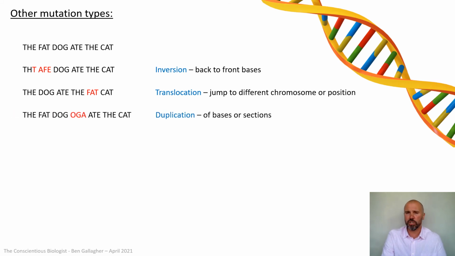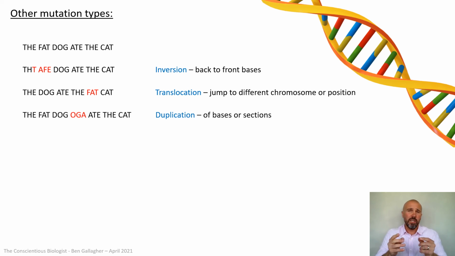Lastly, a duplication, which could be of individual bases. So if it was AGT, it might be AGGT. You're just duplicating them, or it could be a whole section. You'll see what I've done here. I've taken the OG of 'dog' and the A of 'ate', and I've just duplicated those and shoved them in the middle there. So I've now got that OGA twice in there. It's duplicated those bases. That gives me a whole extra codon, but it could give you a whole extra 20 codons or 50 codons or 1 codon. It depends how many duplicates you've made.